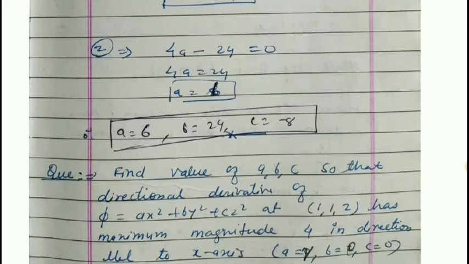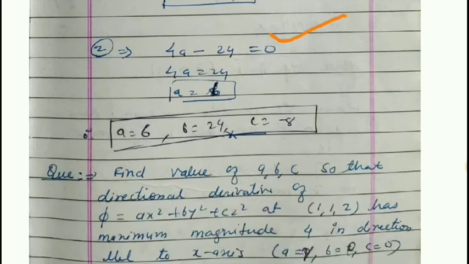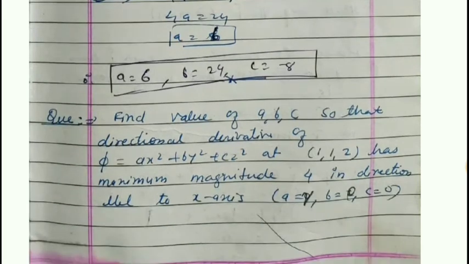After that, put the value of b in equation number 2. So 4a minus 24 equals 0, which is equation number 2. So 4a equals 24 and a equals 6. Hence the required values of a, b, c are a equals 6, b equals 24 and c equals minus 8.